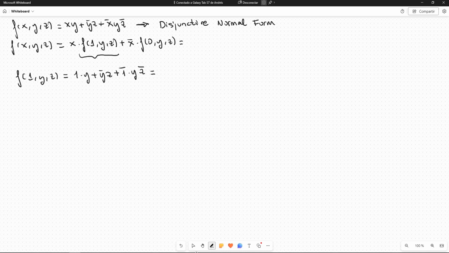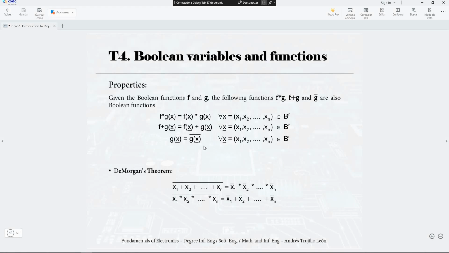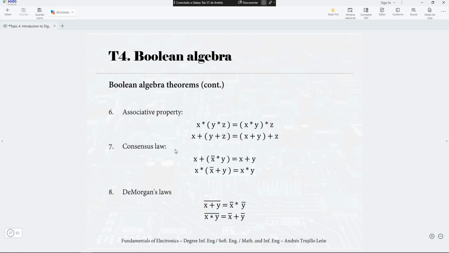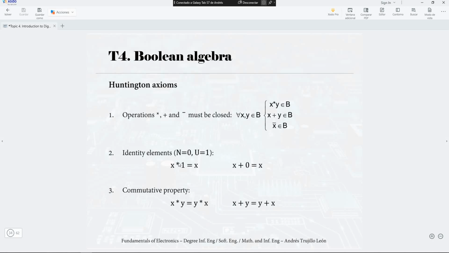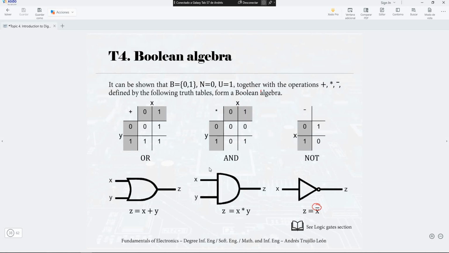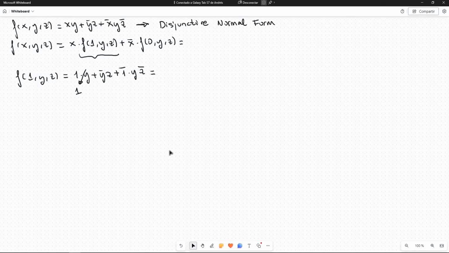So this is 1. Something multiplied by 1 is 1. Again, you can check here the properties. Here are the identity elements, okay? I'm going to leave the slide here in case we need it again. So this is a 0. Something multiplied by 0 is 0. So this is 0. And finally we have this. Okay?